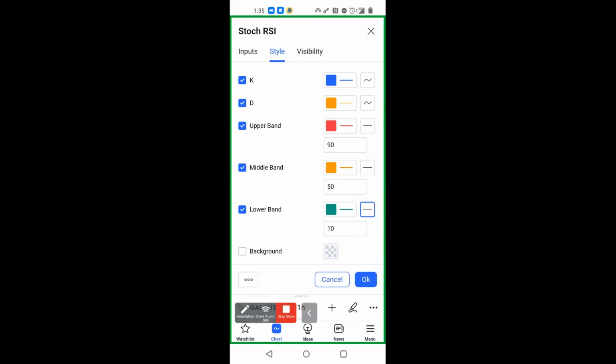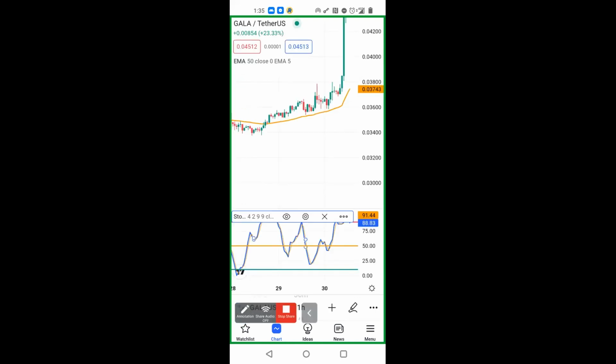Then you are done with the setting of the stochastic RSI. So you can take a screenshot. If you don't see your screen well, just double tap twice on your screen, and this will be very clear for you. Don't forget to tap on these 3 dots, save as default, press OK.